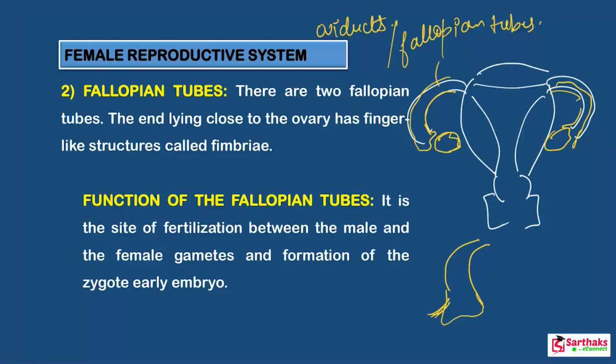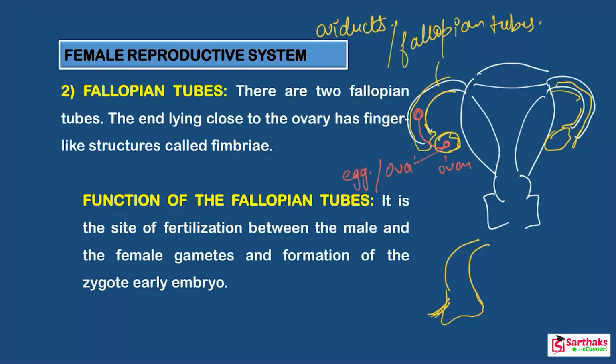Funnel shaped openings are present which almost cover the ovary. That's why I'm saying that just above the ovary there are tube-like structures present. Now the ova, I mean the mature egg, is released by an ovary and goes to the fallopian tube. Here I'm going to draw this. Here is the ovary, and it releases the ova. This is the ova, or you call it the egg.